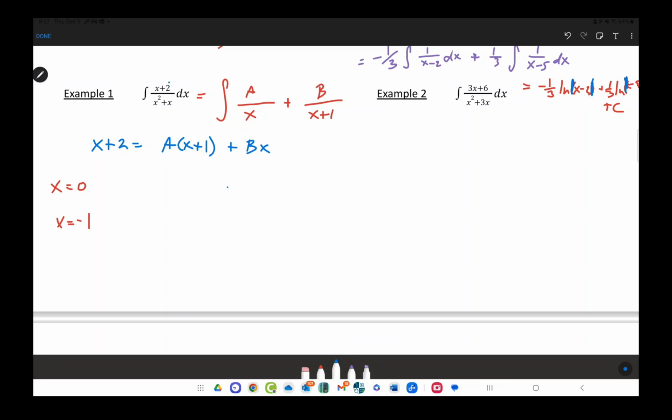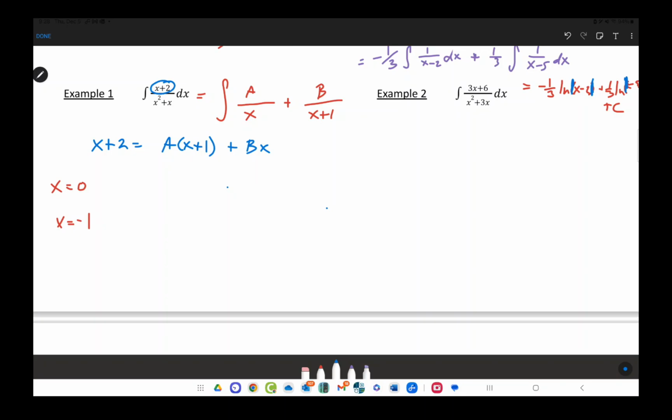When you plug in, you just look at the numbers you're multiplying it by. When you put in the value, you get a 0 here. This is to make our separate fractions, just to make it easier, just breaking down the integral and breaking it down into parts.